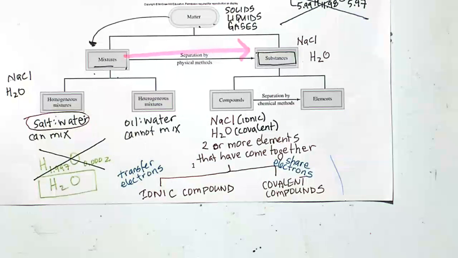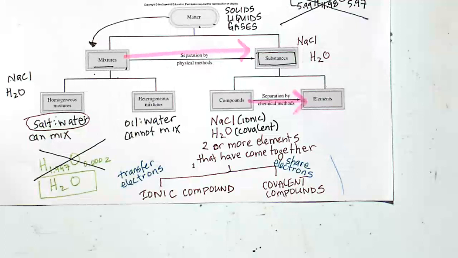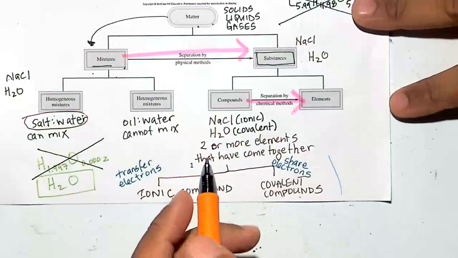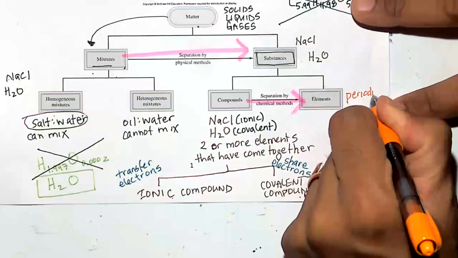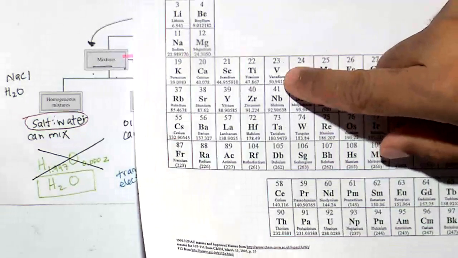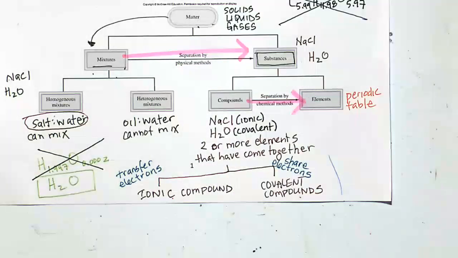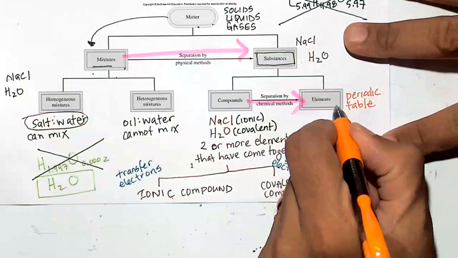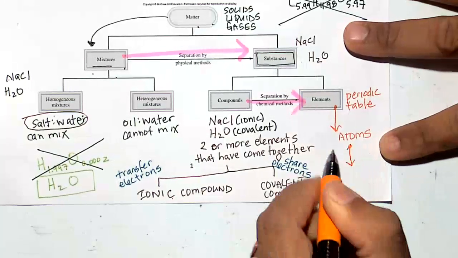Then we'll break things apart again, sideways. We broke our mixture sideways, and we'll break our compounds sideways. We'll break apart these compounds, either ionic or covalent, into elements. This is what we see in our periodic table. All these things inside these boxes are elements: boron, vanadium, sodium, magnesium. We will break up the elements into atoms, and we'll break up the atoms into protons, neutrons, and electrons.